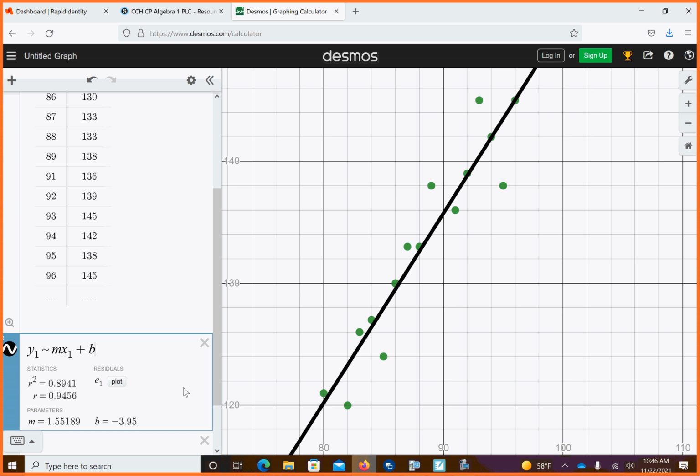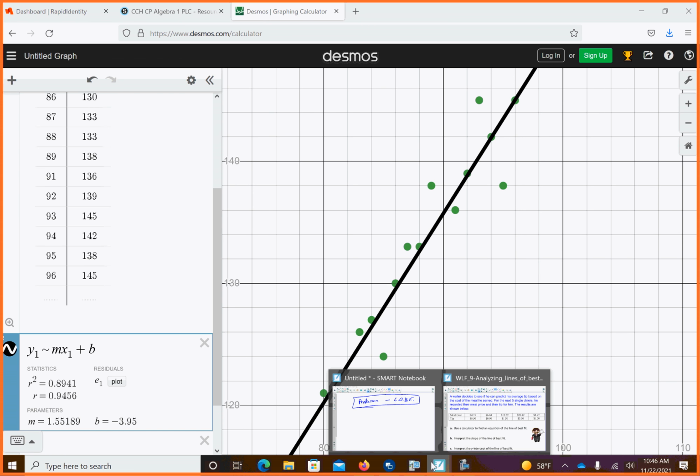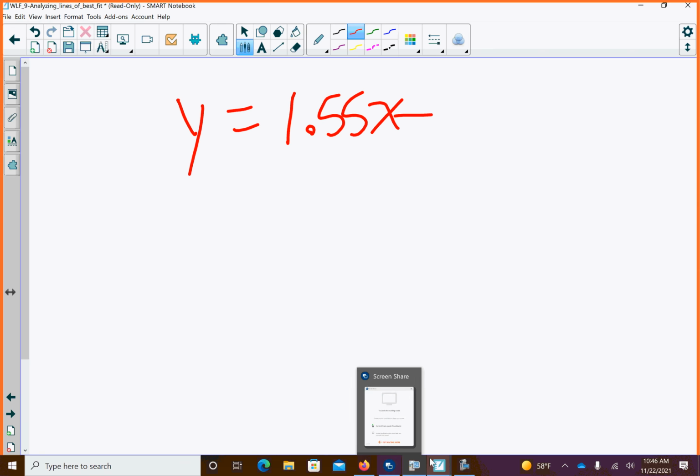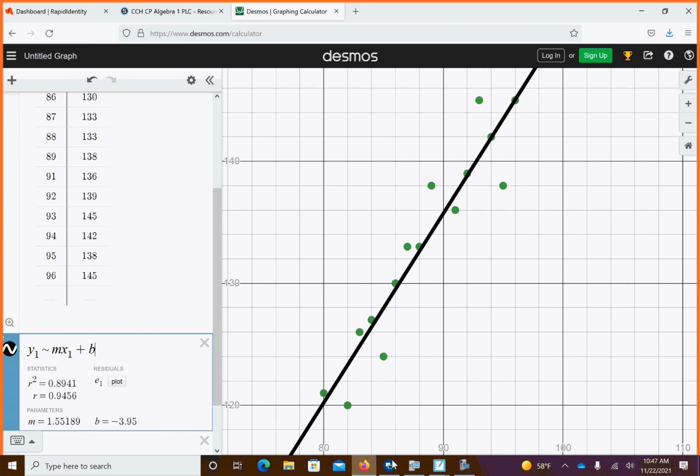It says, what is the equation of the line of best fit? My equation is y equals 1.55x minus 3.95. Okay? So 1.55x minus 3.95.